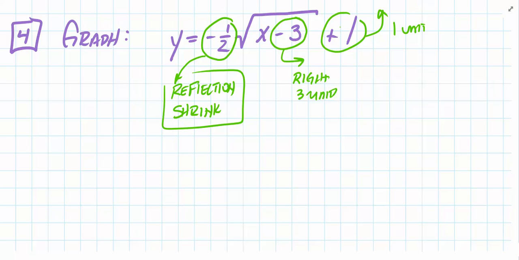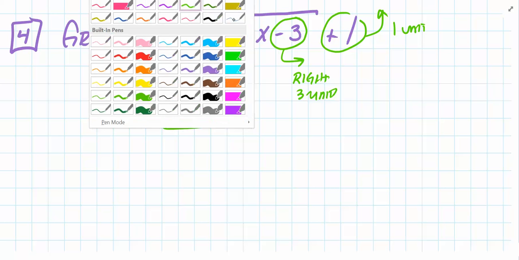We can do this. So give yourself lots of room here. So I'm going to give myself lots of room.